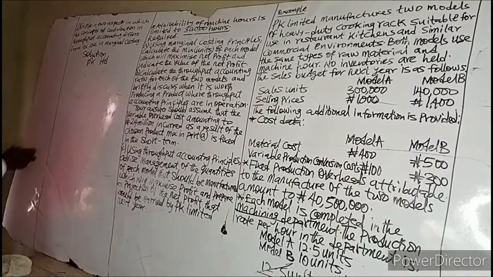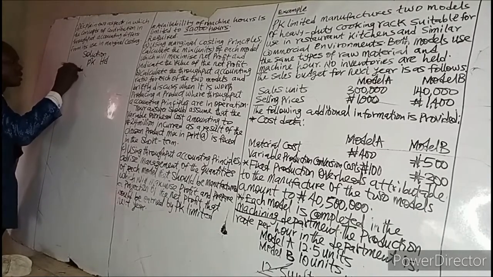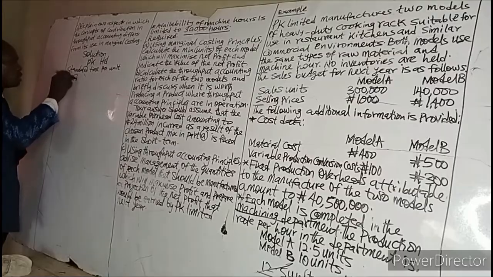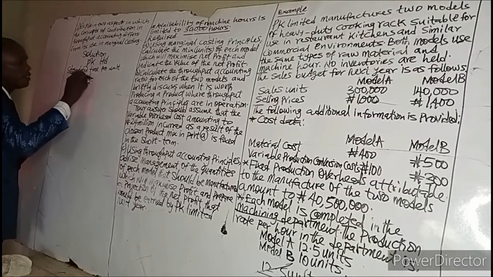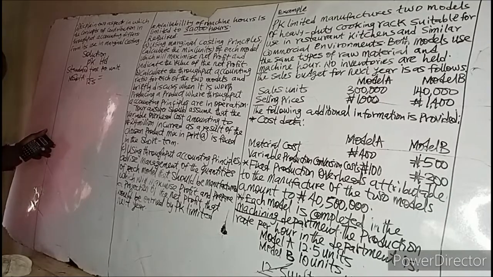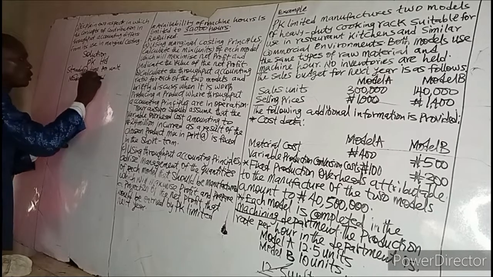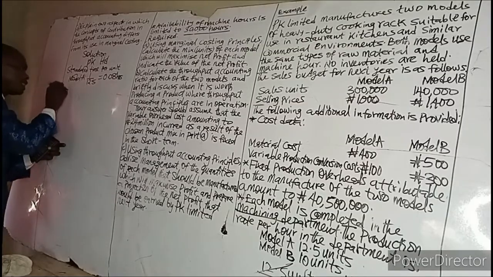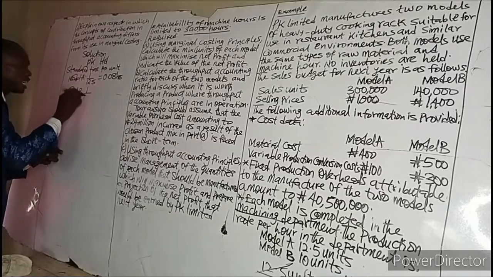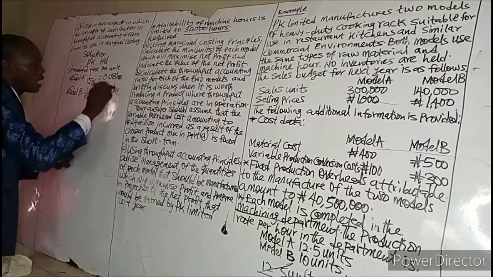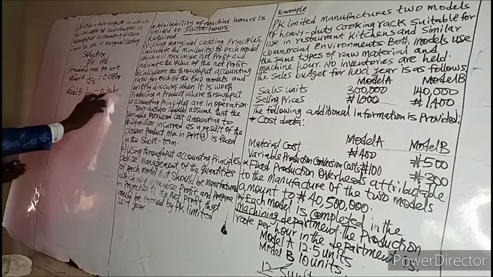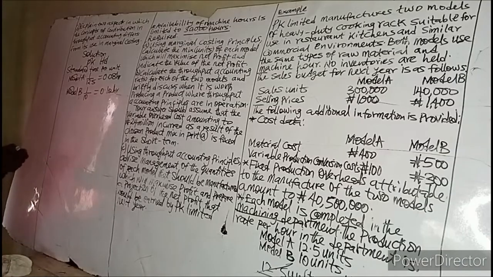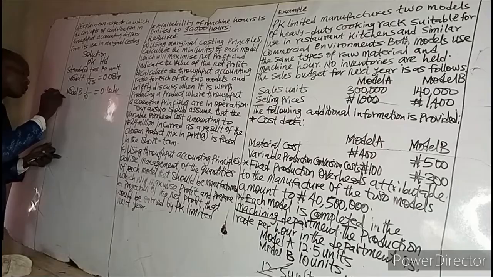So you need the standard time per unit for model A. We have 1 over 12.5. 1 divided by 12.5 gives us 0.08 hours per unit. So for model B, 1 over 10, which will be 0.1 hour per unit. So this is the standard time per unit, since you have been given 12.5 for model A and 10 units for model B. Now, you want to confirm the adequacy of the limiting factor.